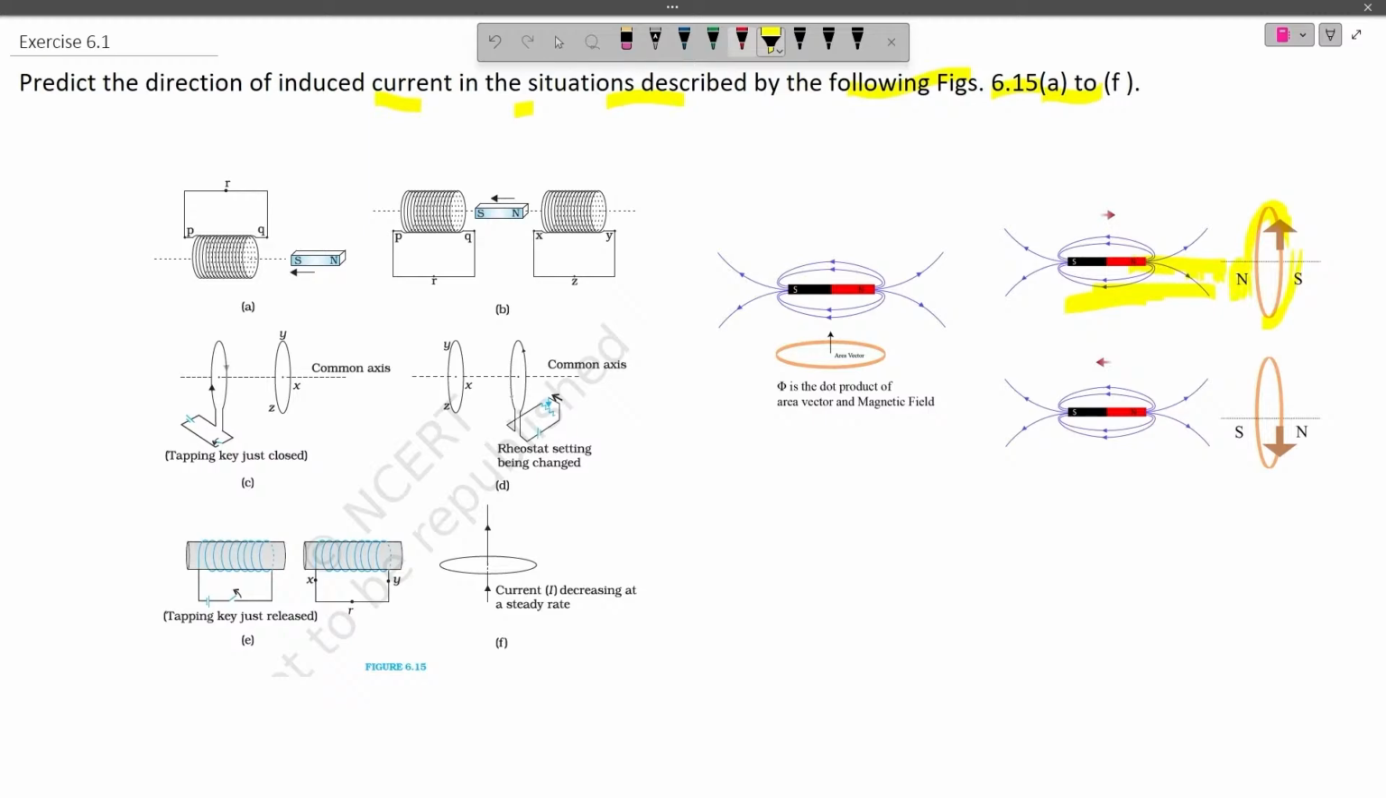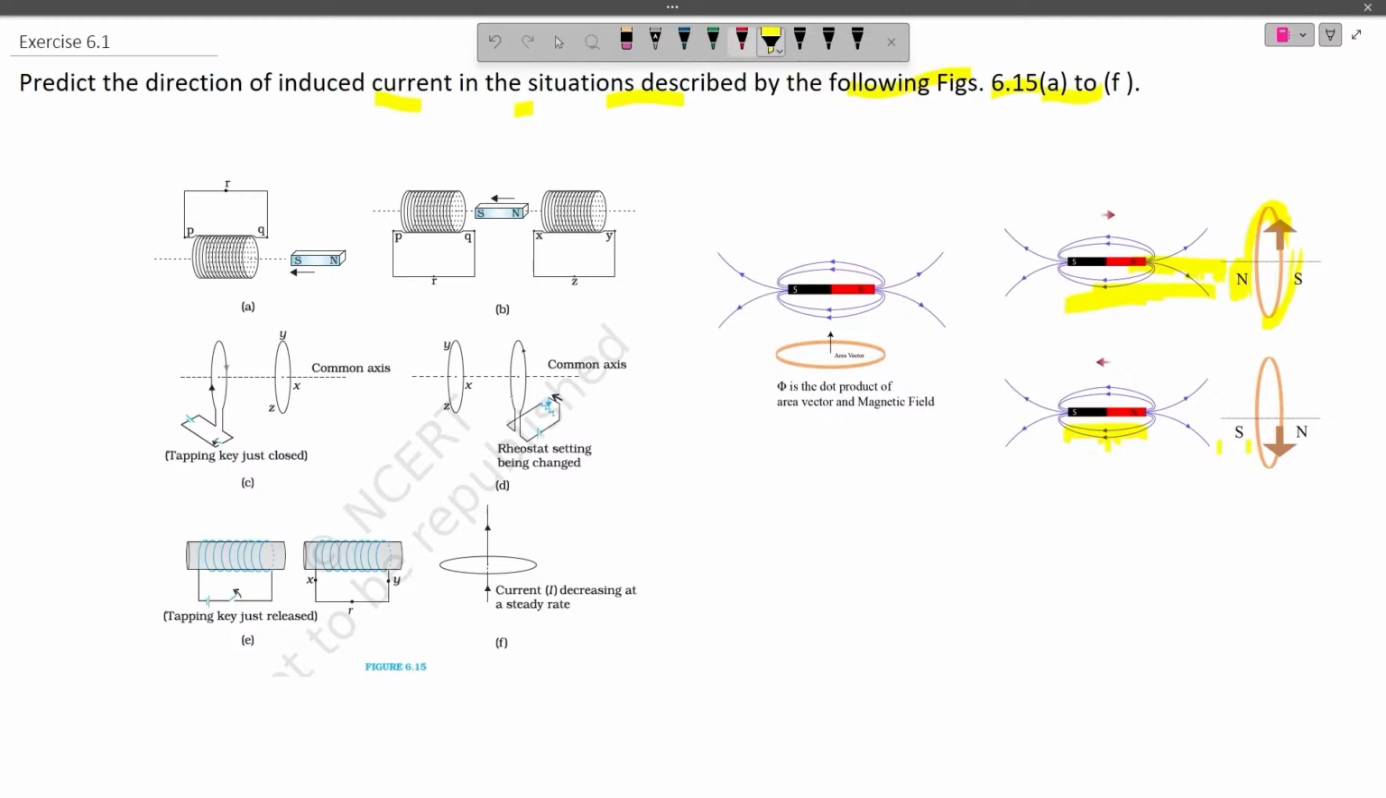Now similarly, when the magnet moves away from this coil, a south pole will be created over here, because it will oppose the motion, so that it attracts the moving magnet and opposes the movement of the magnet. So let's use this to find out what is the direction of current in each of these diagrams.